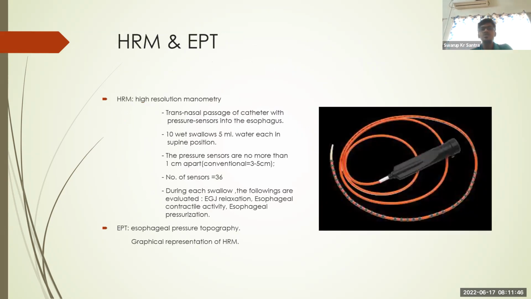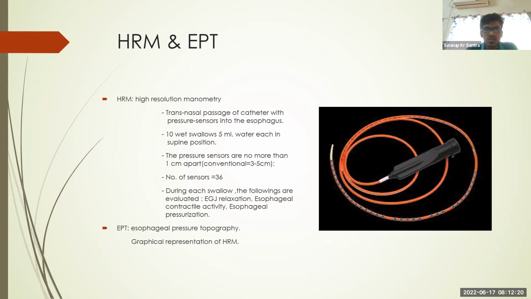HRM is high resolution manometry, that is a transnasal passage of a catheter with pressure sensors into the esophagus. Ten wet swallows of 5 ml water each are given in the supine position. The pressure sensors are no more than 1 centimeter apart, whereas in conventional manometry it was 3 to 5 centimeters apart. So here the number of sensors is approximately 36. During each swallow, the following are evaluated: esophagogastric junction relaxation, esophageal contractile activity, and esophageal pressurization.